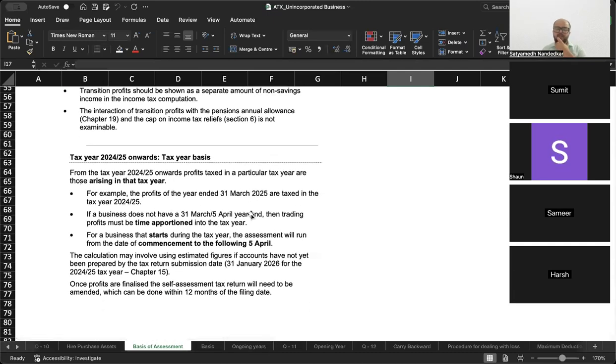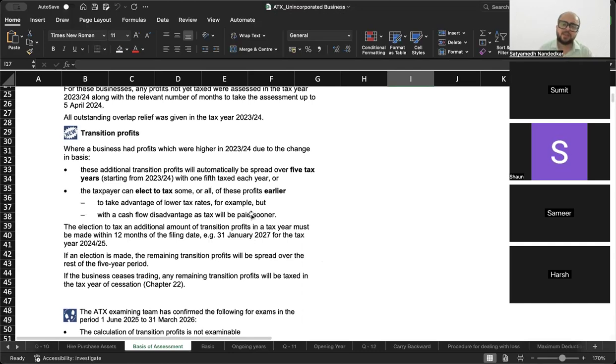So from the tax year 24-25, profits are taxed on the basis of those that arise in a particular period. So say for example, even if the actual books of accounts could be prepared for a different period of time, the profits are time apportioned. In the sense, if the business does not have a 31st of March or 5th of April year end, then the trading profits are time apportioned up to 5th April. Meaning, you write down the tax year, and then whatever number of months are there, accordingly you time apportion.